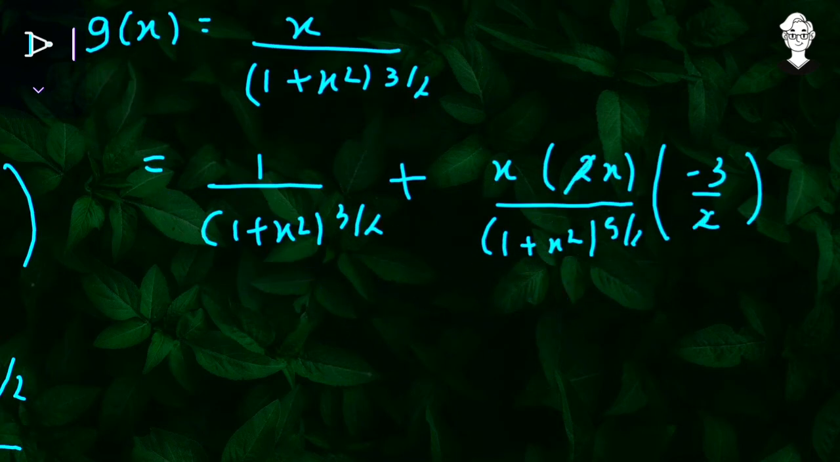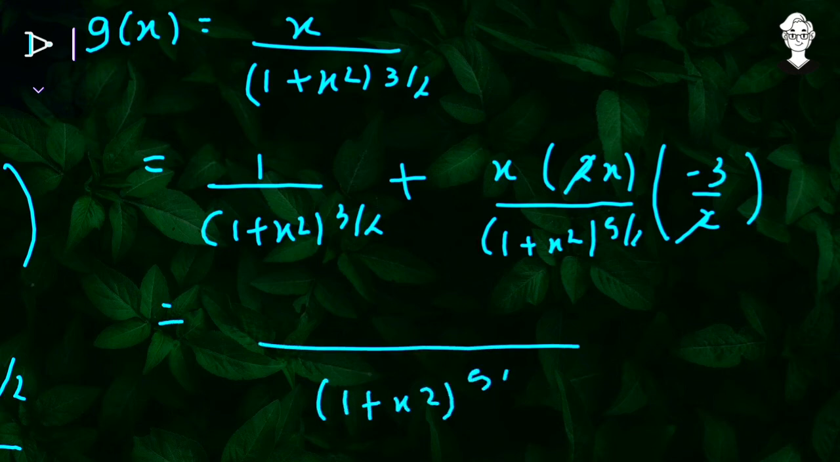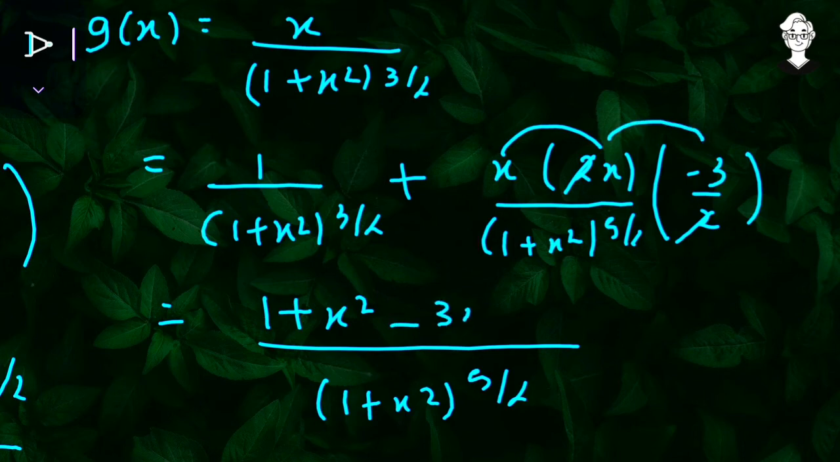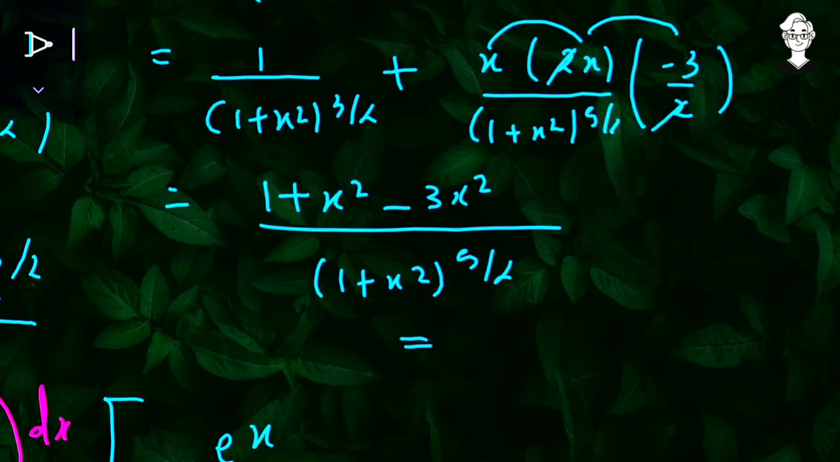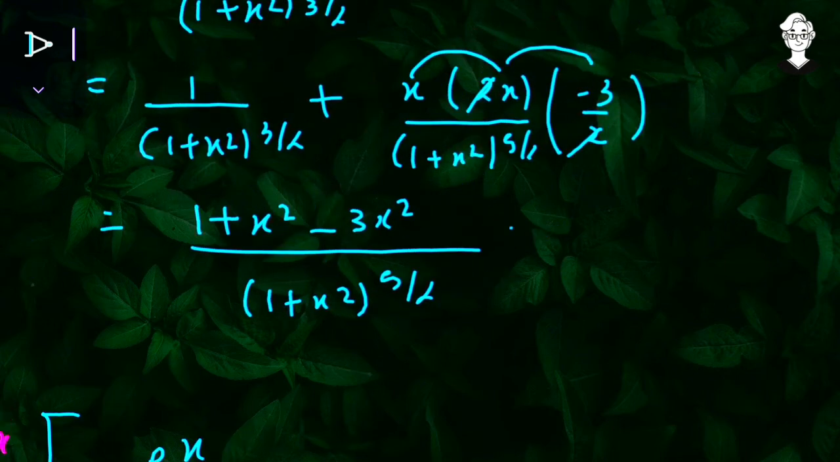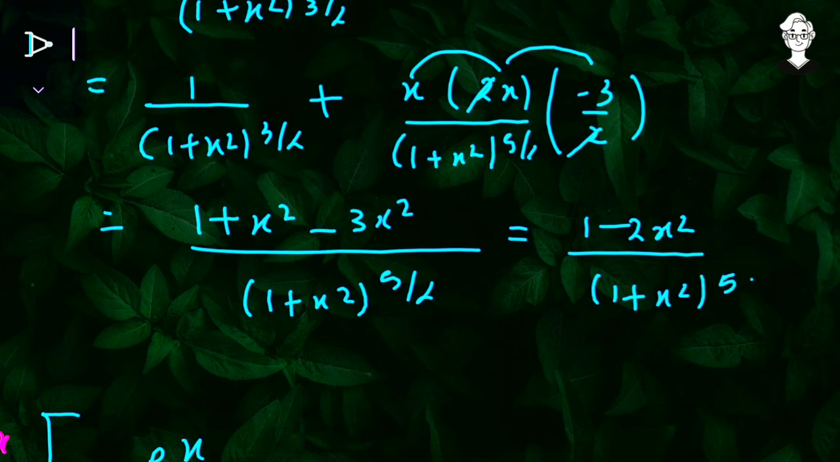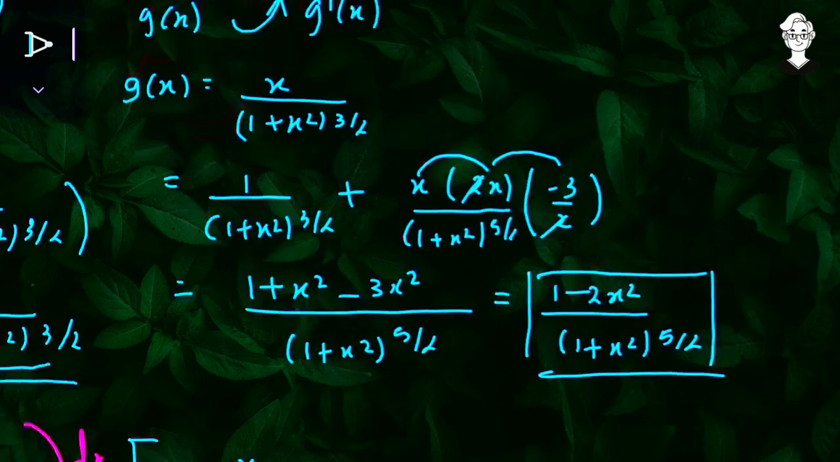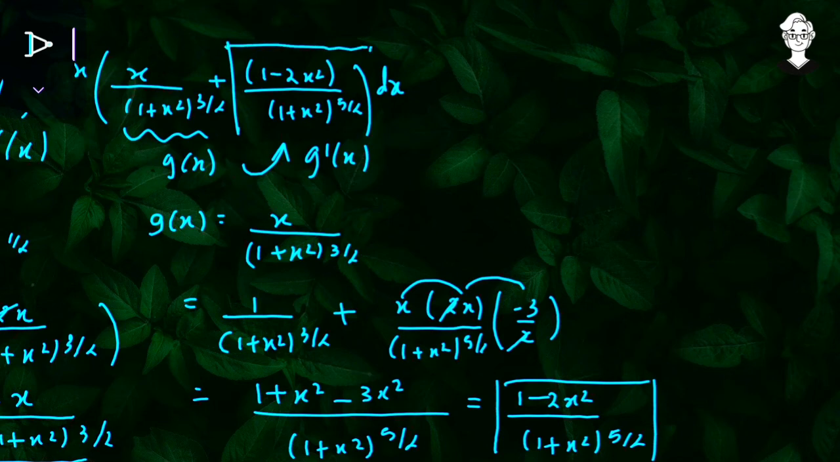So now 2 and 2 cancelled, and now taking the LCM, so common LCM (1 plus x square) to the power 5 by 2. Here the thing would be multiplied, that is 1 plus x square, and here it is x into x square minus 3x square. So that is equals to, I guess, 1 minus 1, that is equals to 1 minus 2 times x square upon (1 plus x square) to the power 5 by 2. Let us check whether this was the second one or not. Yes, the second term is exactly equals to g dash, that is the derivative of g of x. So its derivative is present over here, so it is in this form.